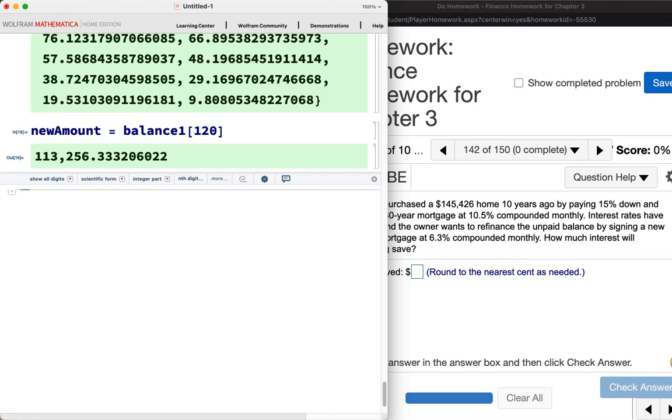Okay, so now I am going to take out a new mortgage to pay off the old mortgage. And how much do I have to pay off? I have to pay off $113,256.33. So I'm going to have a new function called balance to month.